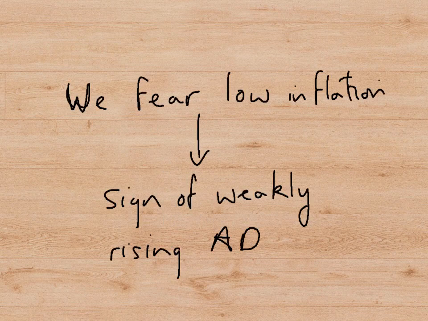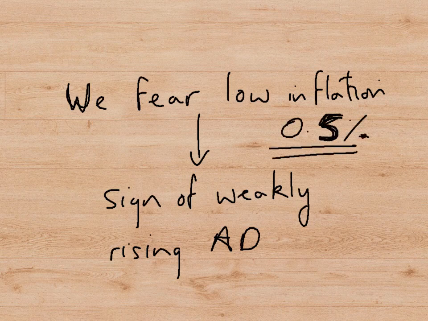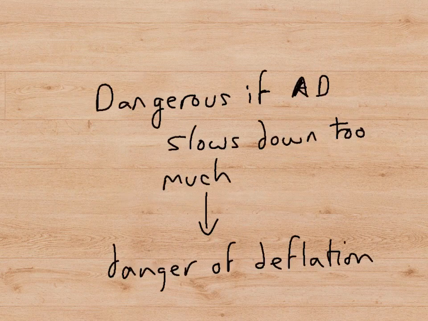So if inflation is at a very low level, for example 0.5%, people uneducated in macroeconomics may feel that that's a good thing because that means prices are rising very slowly. But in fact, what it indicates is that aggregate demand is rising very weakly. It's a sign of weakly rising aggregate demand. Of course, we need aggregate demand to be rising in order to fuel economic growth. So if aggregate demand is weak, this is a dangerous sign for future economic growth.